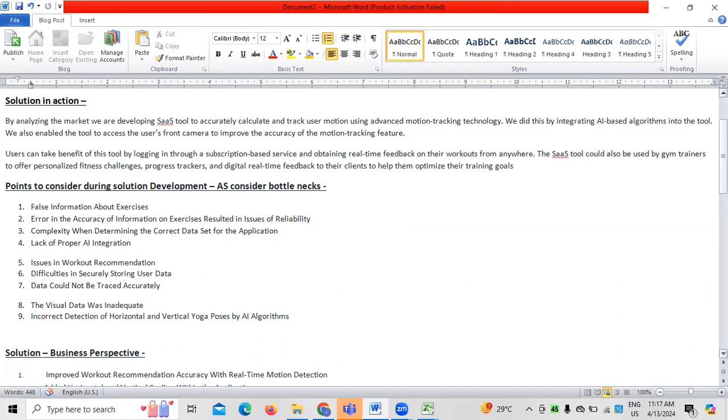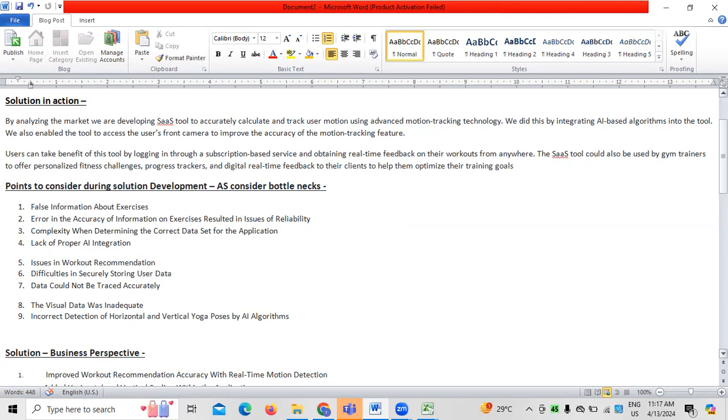Lack of proper AI integration, because as and when we want to implement artificial intelligence in the application development, proper use of AI integration must be done 100% to the extent possible. It depends on the expertise the team has. So that is one of the biggest bottlenecks to focus on, right?